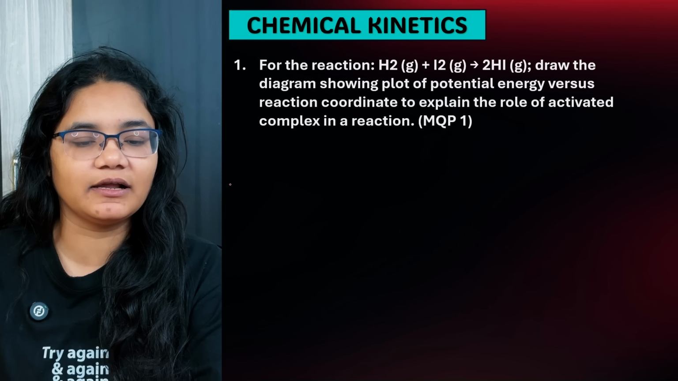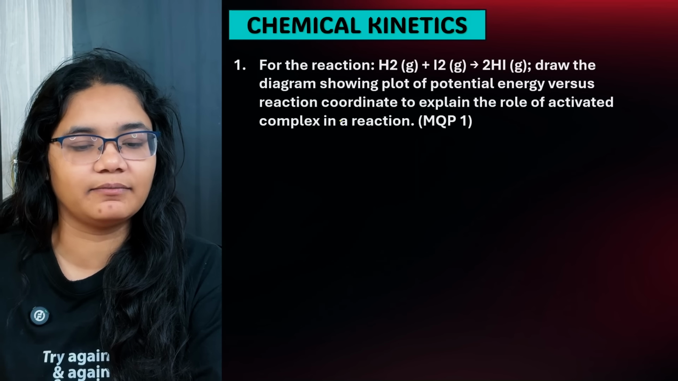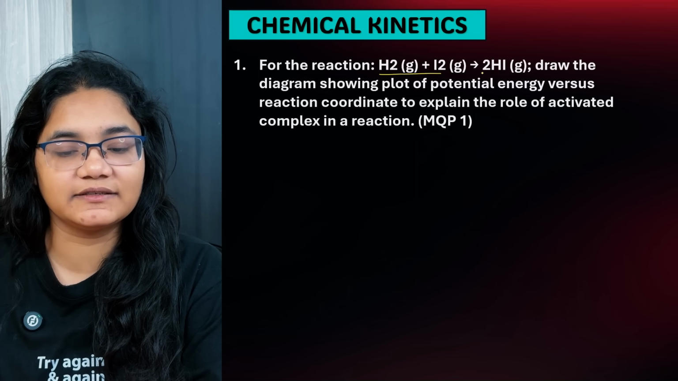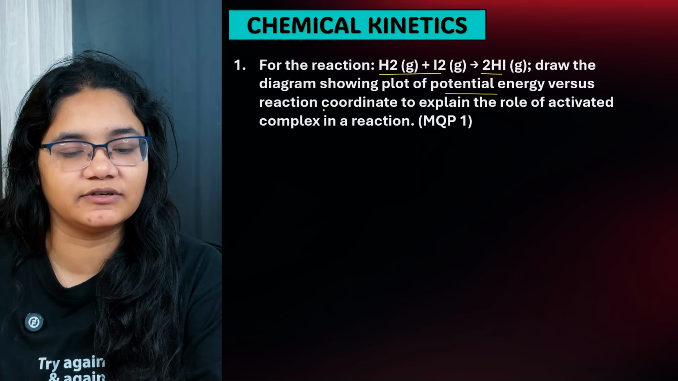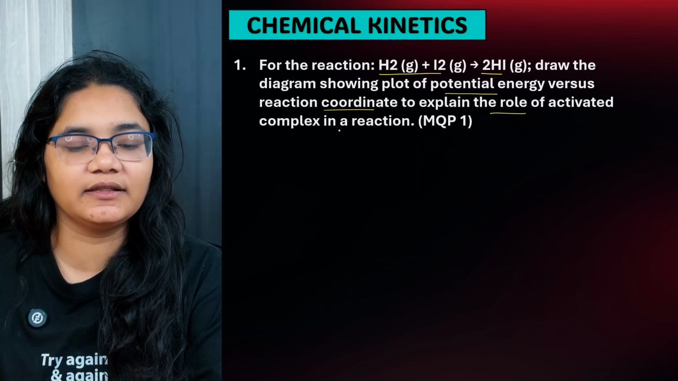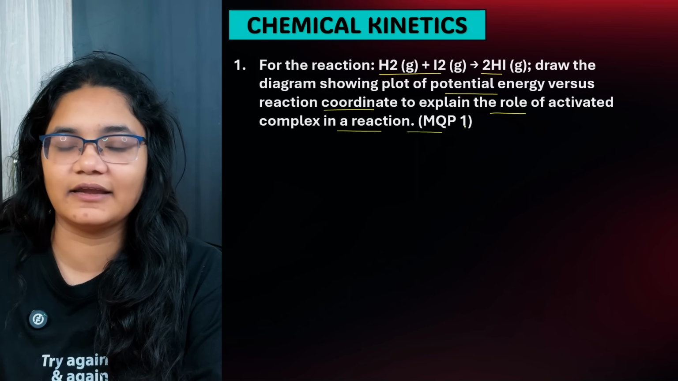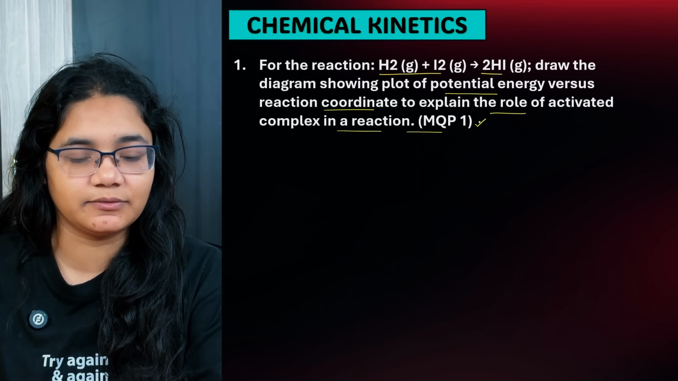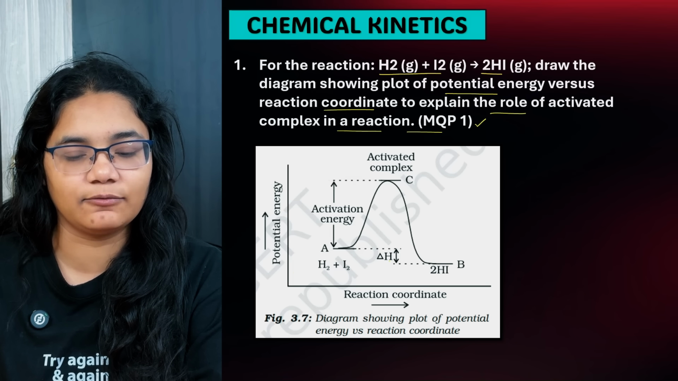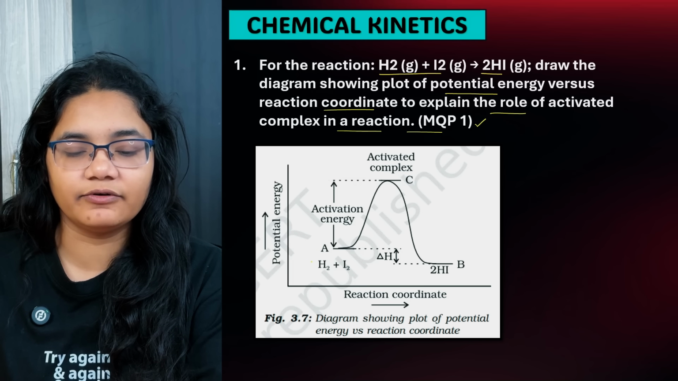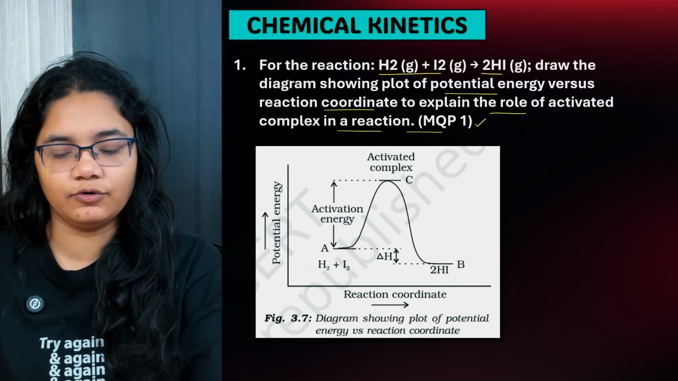So starting with chemical kinetics, the first question is a diagram based question. For the reaction H2 plus I2 gives 2 HI, draw the diagram showing the plot of potential energy versus the reaction coordinate to explain the role of activated complex in a reaction. This question is there in the model question paper as well. So this is the diagram you have to draw. Be very careful, see the proper labeling and do it.